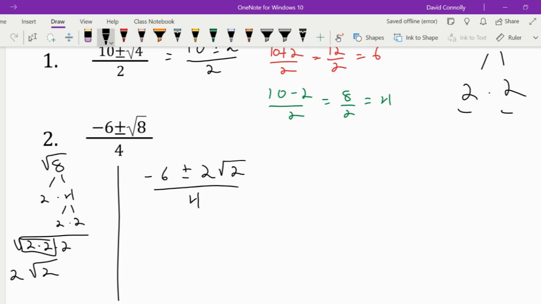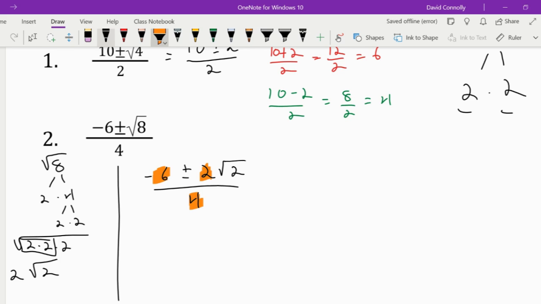Now, for this one, because it didn't simplify to a whole number, we're not going to bother splitting it up into two separate expressions. What we do want to do is simplify if we can. And what we're looking for when we simplify these expressions are these numbers. And we just ask ourselves, is there a common factor? Is there something that divides all of those numbers?